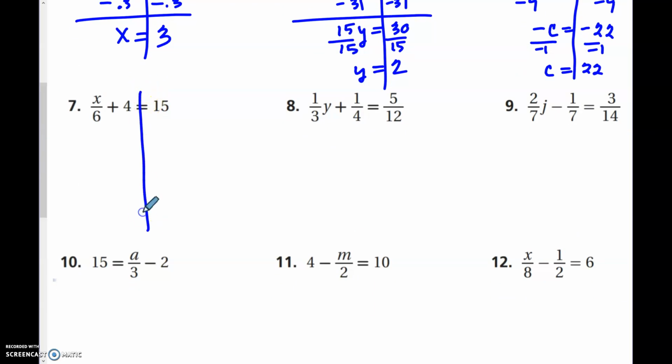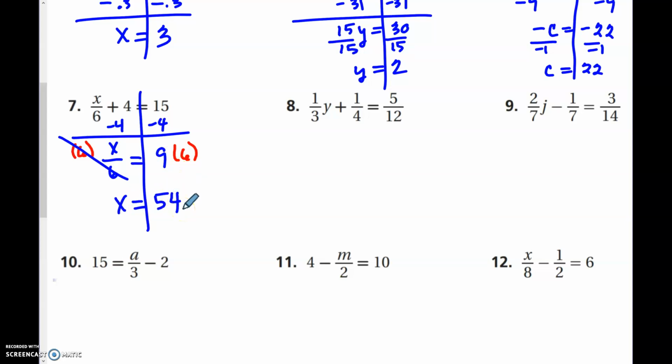All right, number 7 here. So what we have to do first is, because this says plus 4, we need to subtract 4 from both sides. So x divided by 6 equals 9. Now that's x divided by 6, so the opposite of dividing is multiplying. So I'm going to multiply both sides by 6. 6 on top, 6 on the bottom cancels, so we're left with x equals, and 9 times 6 is 54.